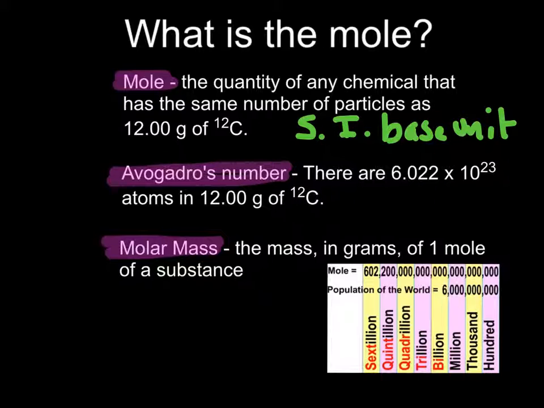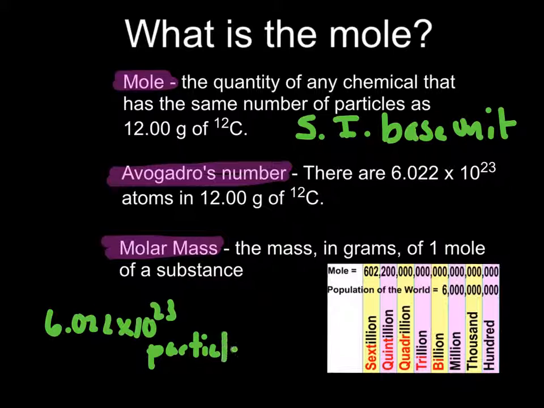Molar mass is the mass in grams of 1 mole of any substance. And finally, Avogadro's number is the number of particles in a mole of any substance. So 6.022 times 10 to the 23rd particles is equal to 1 mole of any substance.